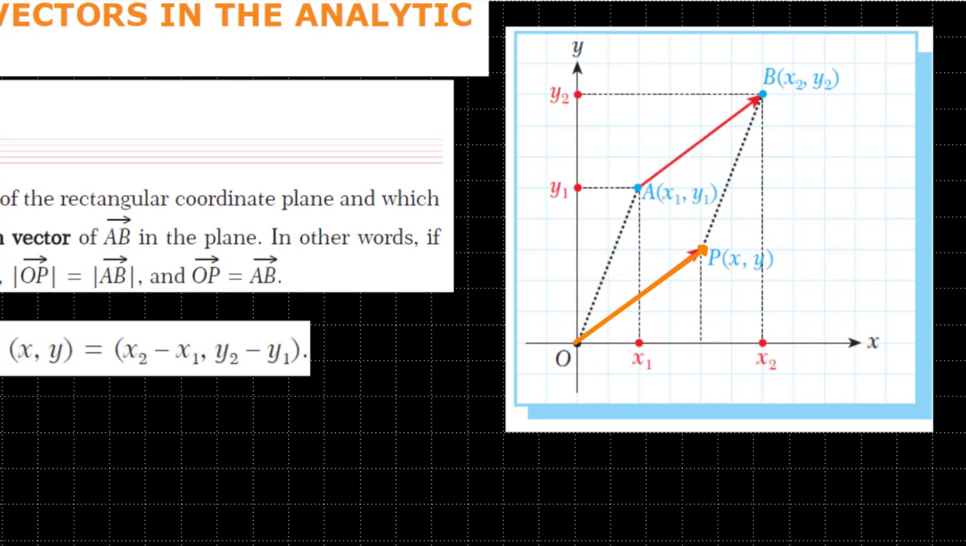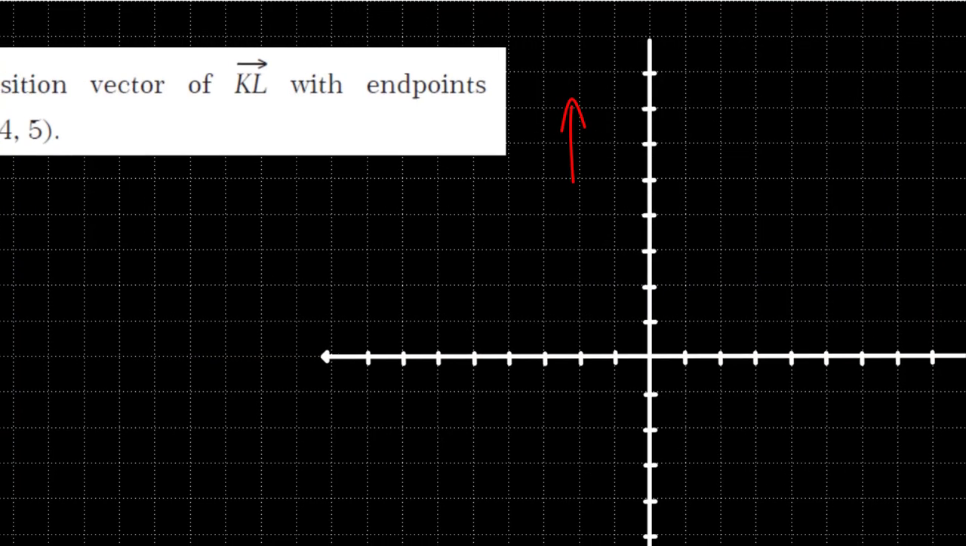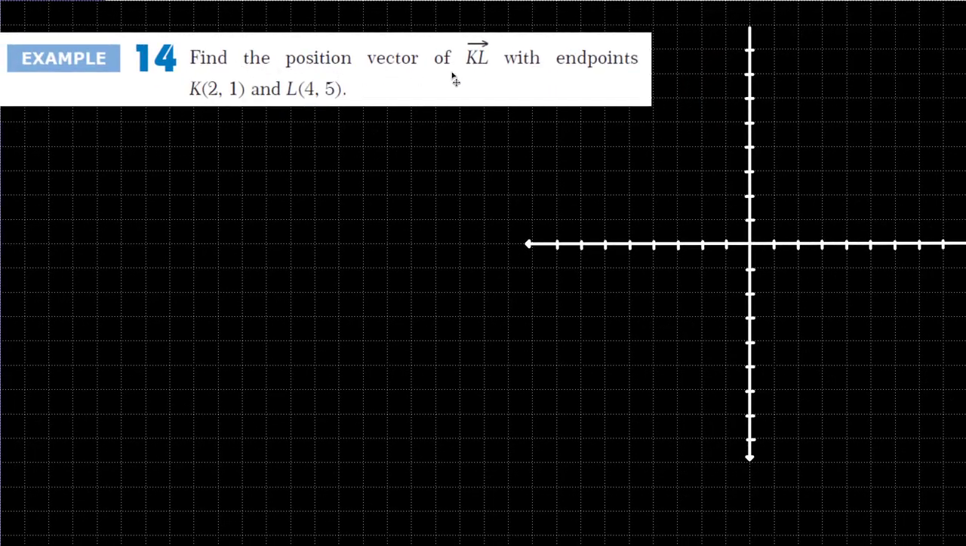AB minus OA, which is equal to x2 minus x1, y2 minus y1. Actually, this part is not important, we can ignore that part. We are going to find x2 minus x1, y2 minus y1. Here, let's do one example. Find the position vector of KL. Now I'm going to choose two points, K and L, and these points are 2, 1.